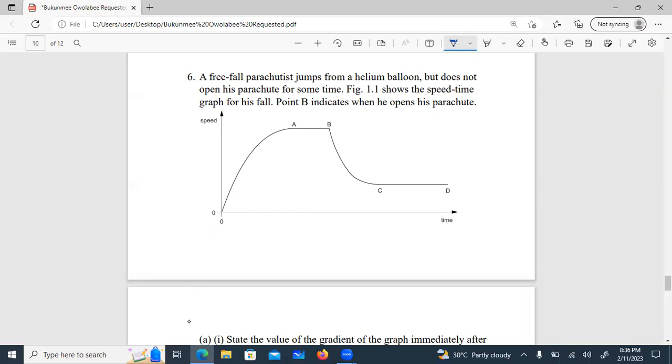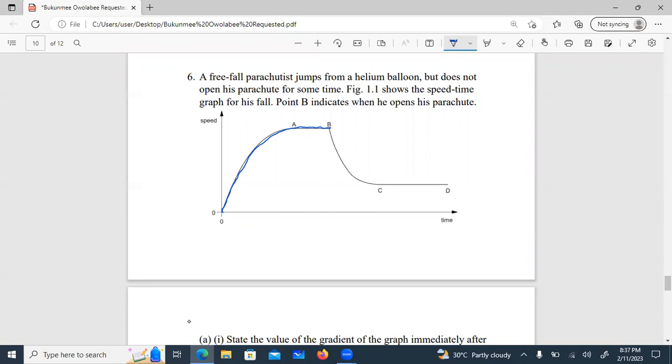When he jumps, initially he has a speed of 0. As he's falling towards the earth, he starts accelerating uniformly. But after some time, drag begins to increase and begins to reduce the speed. That's why initially it has a uniform acceleration of 10 meters per second squared. Then the acceleration begins to reduce because of drag. Drag reduces the acceleration till the object attains a final uniform velocity. Then you open the parachute.